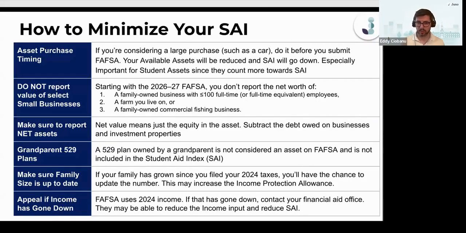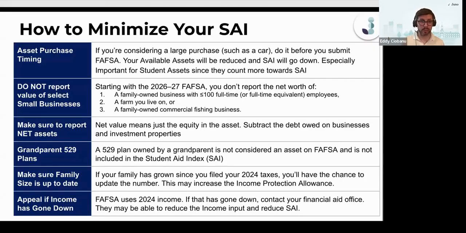Now, again, I referenced this earlier, but any family-owned businesses with less than 100 full-time employees, you're no longer required to report. You also don't have to report for anyone who's tuning in who lives on a farm. If your primary residence is on the farm that you manage, then you do not have to report that on the FAFSA. Similarly, there's a new change as well. Any family-owned commercial fisheries are no longer required to be reported on the FAFSA. So don't report the net worth of those assets.